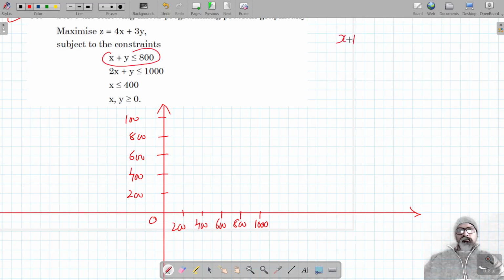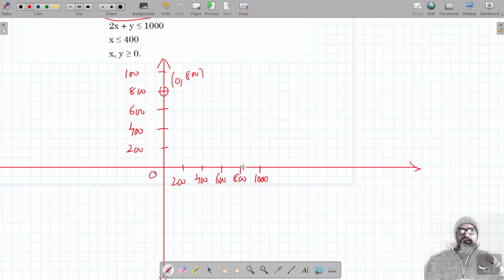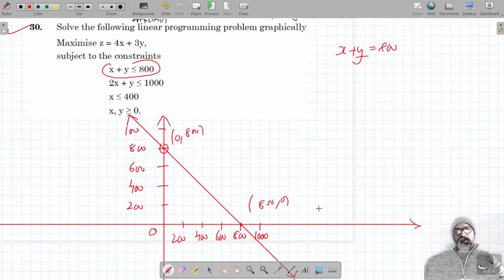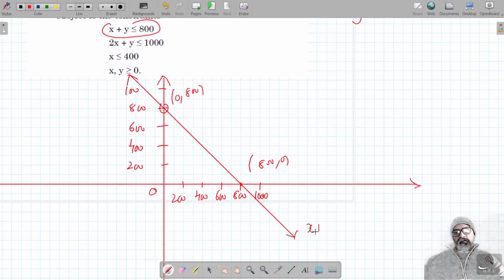Okay, so first constraint is x plus y. So let's plot the graph for x plus y is equal to 800. When y is 0, x is equal to 800. So our given coordinates for this will be 0, comma 800 and 800, comma 0. Okay, and if we join these, so this will be our line. And this one is x plus y is equal to 800.